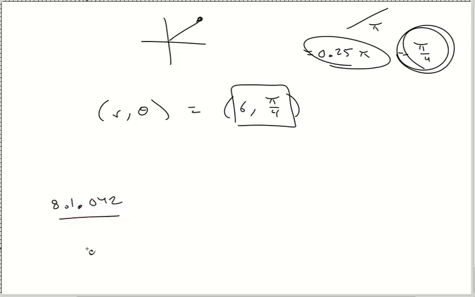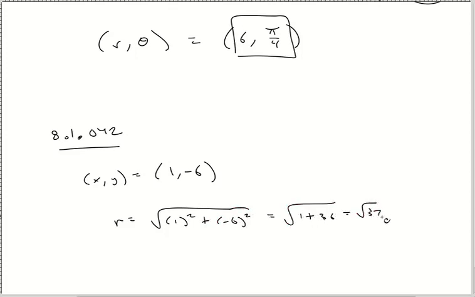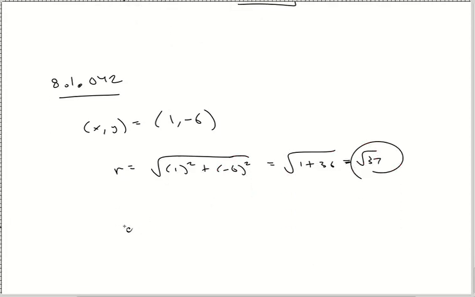Next problem: my x comma y is 1 comma negative 6. And again, that's xy. They want me to go to r theta. R is always the easiest. Basically, it's the Pythagorean theorem: square root of 1 plus 36, square root of 37. Doesn't reduce, you're good to go. So keep that around.